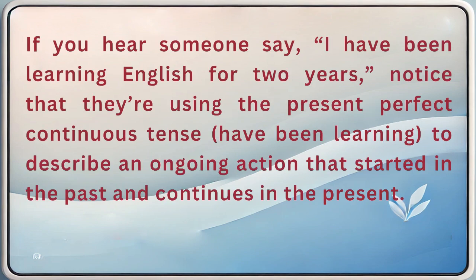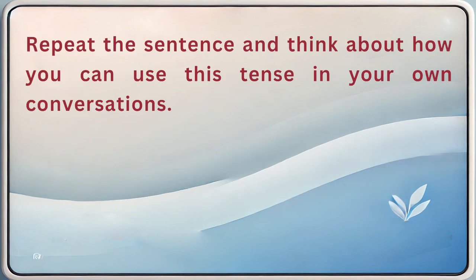Example: if you hear someone say, "I have been learning English for 2 years," notice that they're using the present perfect continuous tense, "have been learning," to describe an ongoing action that started in the past and continues in the present. Repeat the sentence and think about how you can use this tense in your own conversations.